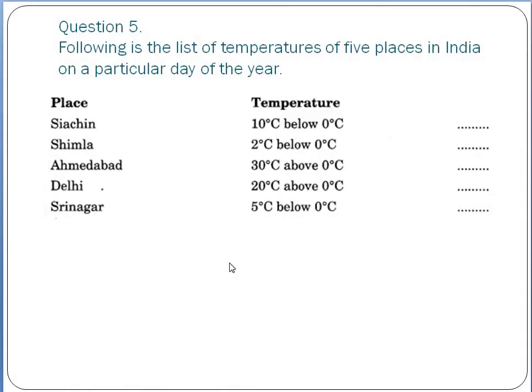Now question 5. Following is the list of temperatures of 5 places in India on a particular day of the year. Siachen 10 degrees below 0 degrees centigrade. Shimla 2 degrees below 0 degrees centigrade. Ahmedabad 30 degrees above 0 degrees centigrade. Delhi 20 degrees above 0 degrees centigrade, and Srinagar 5 degrees below 0 degrees centigrade.